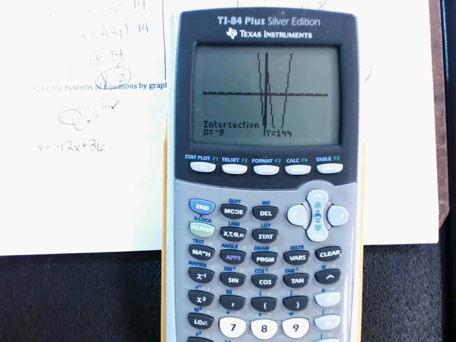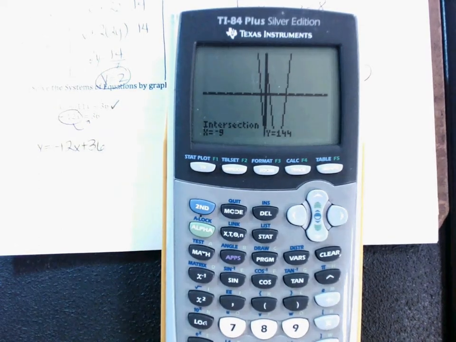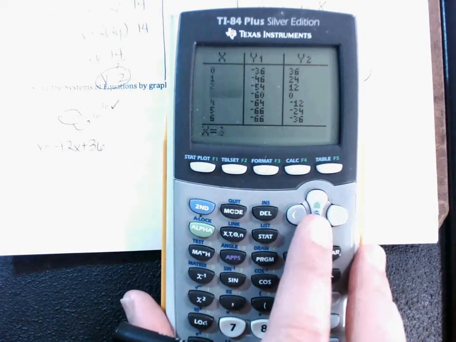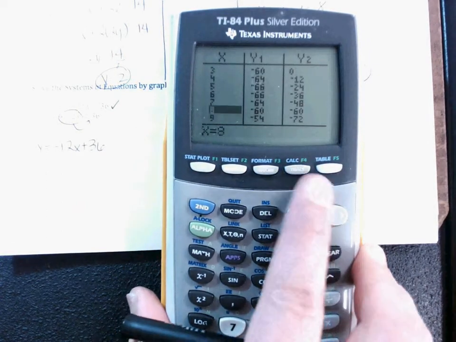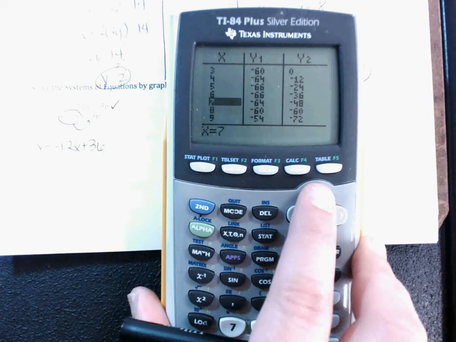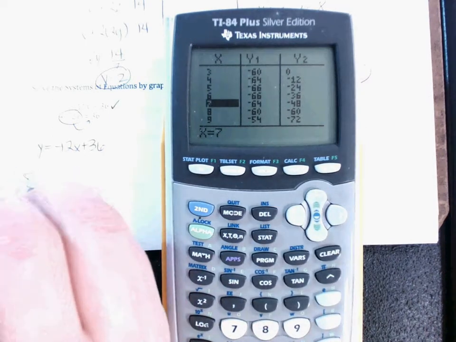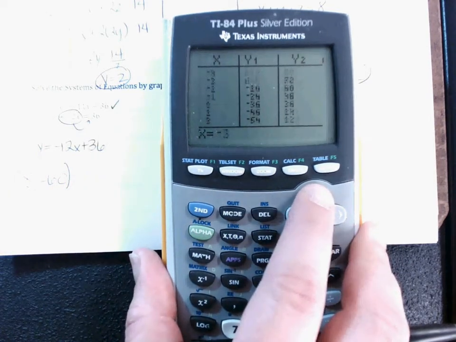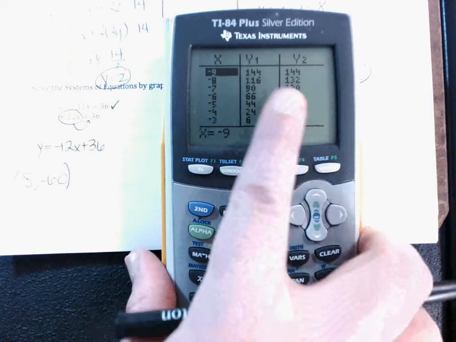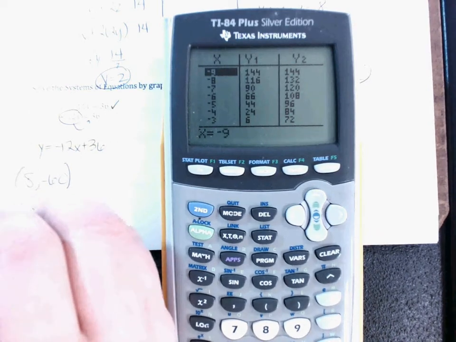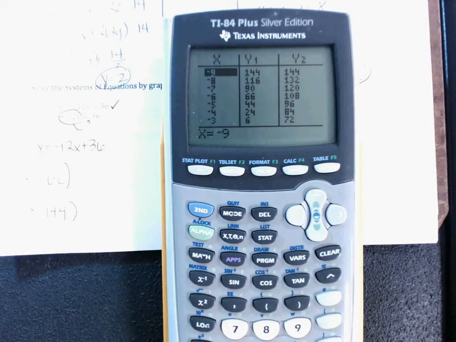Now, if you don't like that, you can also use the table, okay, which some of you might think is easier, so I'll show you that method as well. If you hit second table, you're welcome. Okay, and you just scroll until they match. Okay, do you see right here that they're both 60? Okay, that's one of the intersections. And then if I scroll the other way, so right down to 8, negative 60, that's my first point. And then I would scroll up the other way. Okay, they also cross here. See where the 144s match? So at negative 9, 144. Okay?